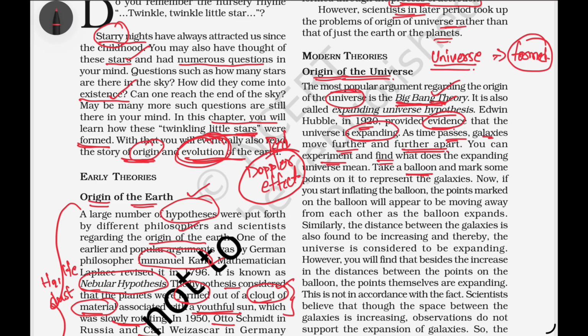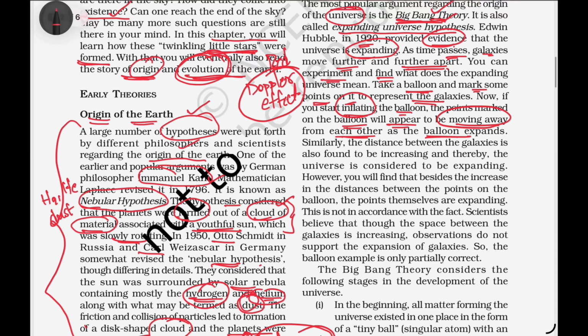Take a balloon and mark some points on it to represent the galaxies. Now if you start inflating this balloon, you can see that the points on the balloon appear to be moving away from each other as the balloon expands. While we are inflating the balloon, the points on the balloon are moving away from each other. Similarly, the distance between the galaxies is found to be increasing, and thereby the universe is considered to be expanding.